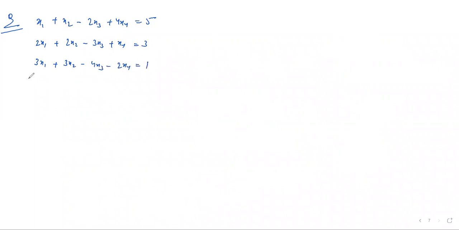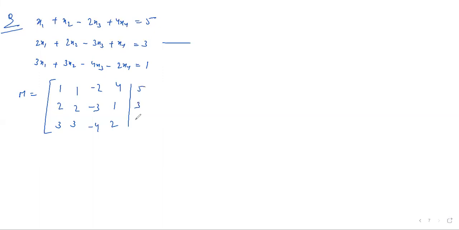Let's frame these equations into the augmented matrix. For solving purposes, we frame this system of linear equations into the augmented matrix, like we can write them down: 1 2 3, 1 2 3, minus 2 minus 3 minus 4, 4 1 2, and the B matrix which is 5 3 1. Now let's apply the operations and reduce this matrix to its canonical form.